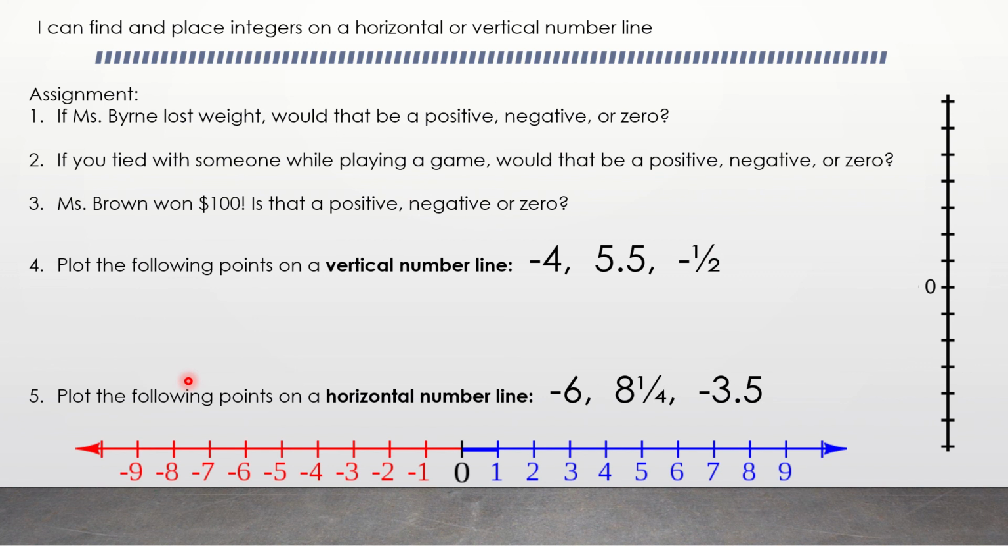All right, so here's your assignment today. 1, if Miss Byrne lost weight, would that be a positive, negative, or 0? 2, if you tied with someone while playing a game, would that be a positive, negative, or 0? 3, Miss Byrne won $100. Is that a positive, negative, or 0? 4, plot the following points on a vertical number line, so that's over here. And then 5, plot the following points on a horizontal number line, so horizontal is down here. Make sure you're paying attention to the key as well if you need it.